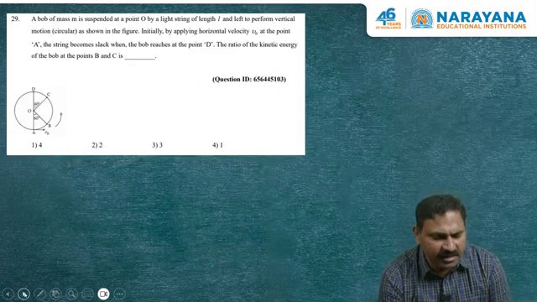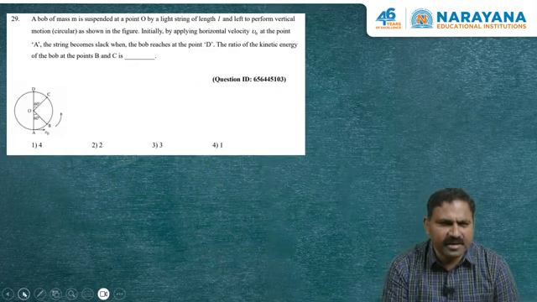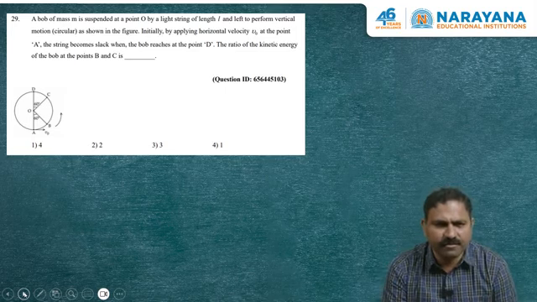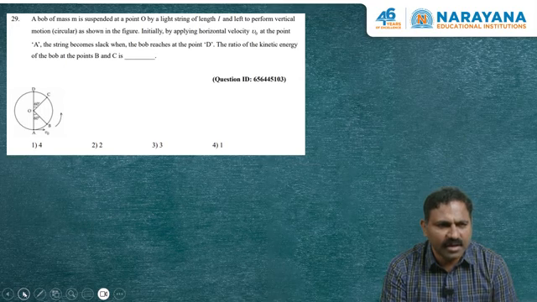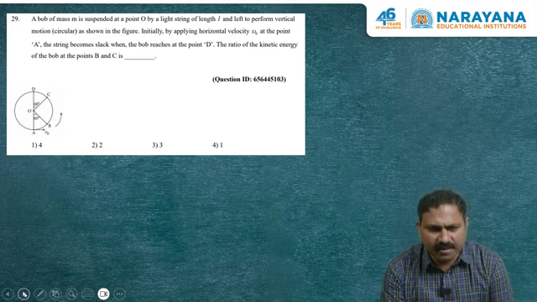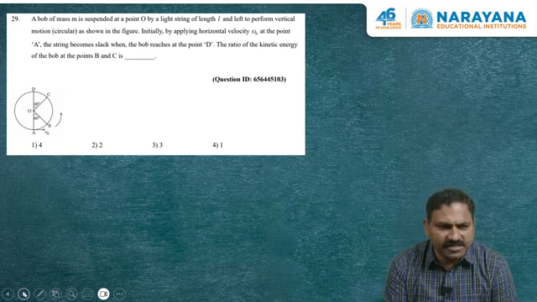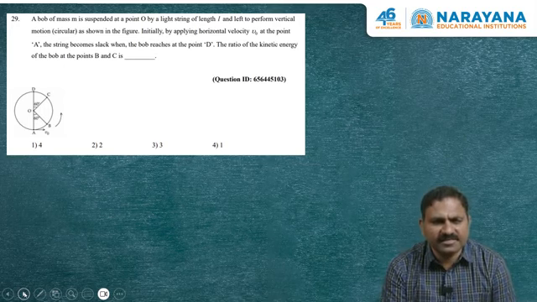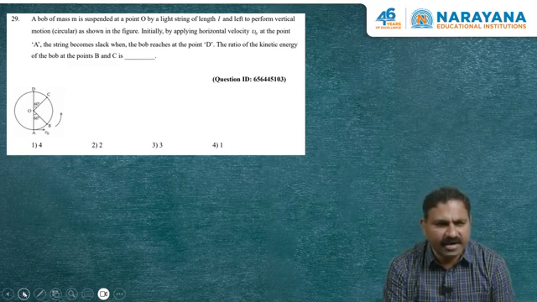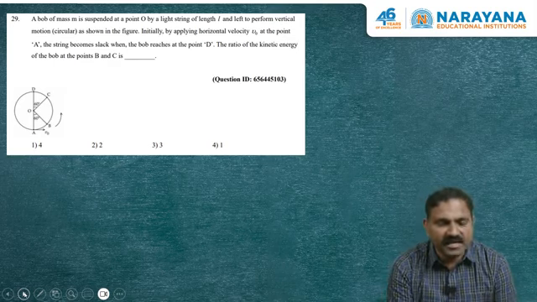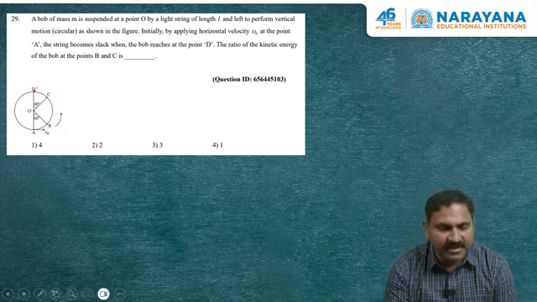In this question, a bob of mass m is suspended at point O by a light string of length L and left to perform vertical circular motion as shown in the figure, initially by applying a horizontal velocity v naught at the point A. The string becomes slack when the bob reaches point D. The ratio of kinetic energy of the bob at points B and C is asked. It is given that the string becomes slack at D.